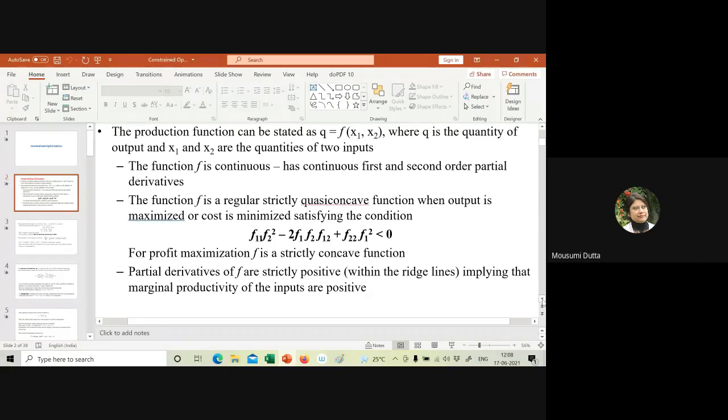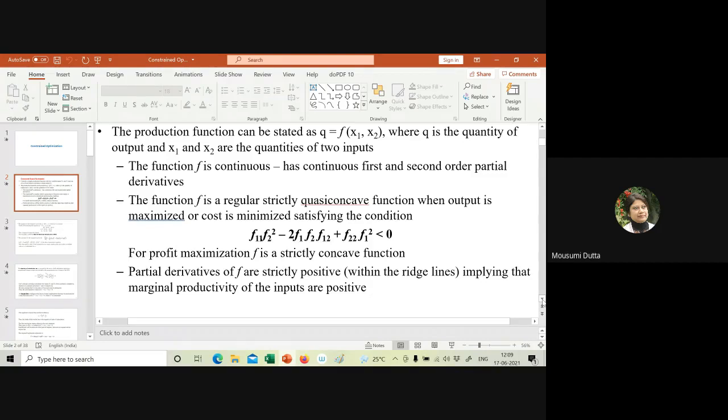Okay. For profit maximization, we considered f to be a strictly concave function. However, when we are talking about constrained minimization and constrained maximization problems, we are dealing with quasi-concavity, quasi-convexity, etc. So in the case of unconstrained optimization, we considered strict concavity, whereas in the case of constrained optimization techniques, we are considering quasi-concavity.